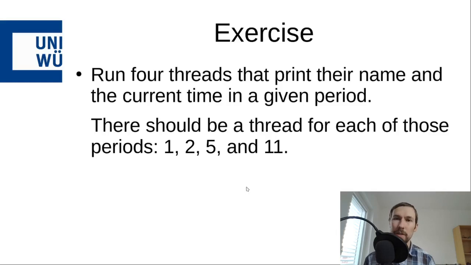At the end of today's lecture, I have a small exercise for you that you should accomplish. All of those threads have a name that they should print periodically, and they should also print the current time at the given period. Each of those threads has a different period time. The first one is 1 second, the second one 2 seconds, the third one is 5 seconds, and the last one is 11 seconds. So please implement that and upload the source code of it.